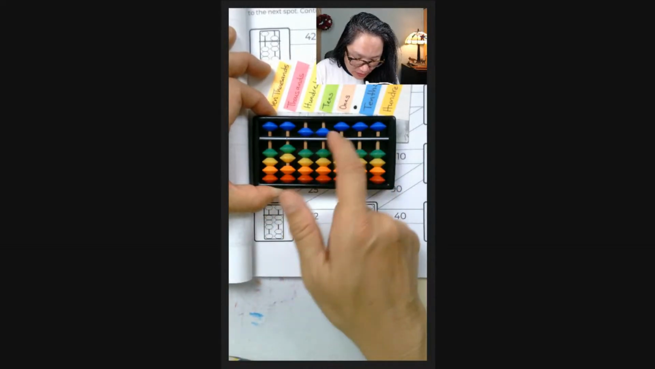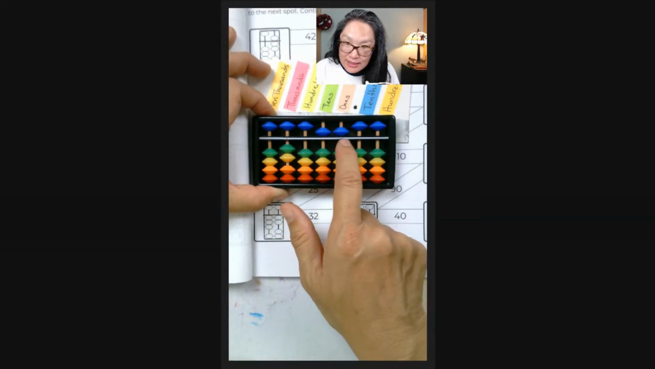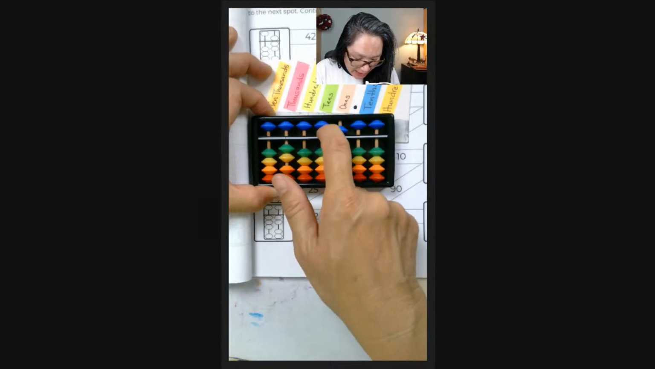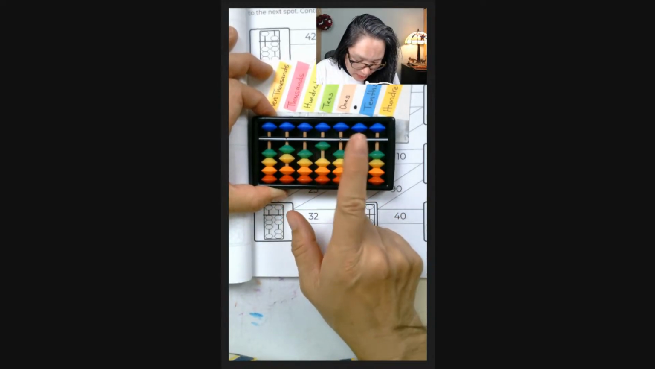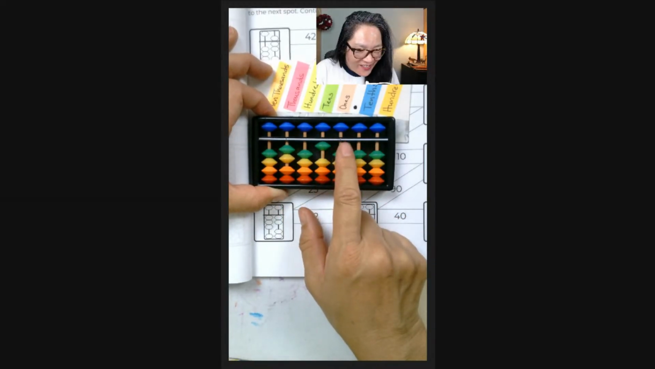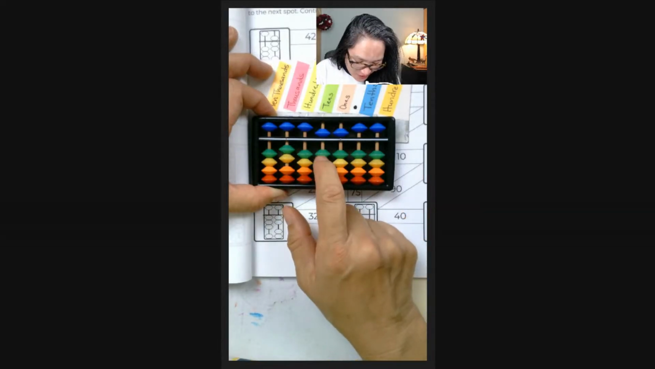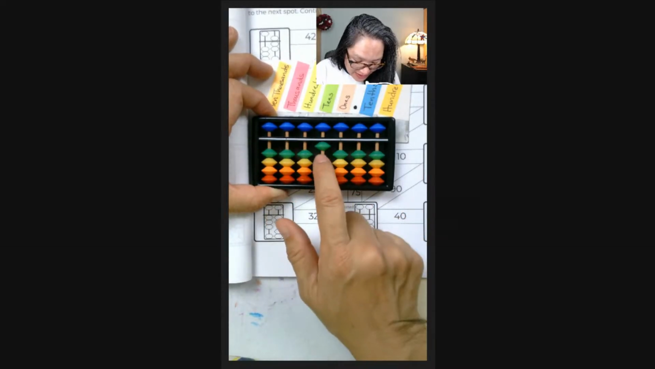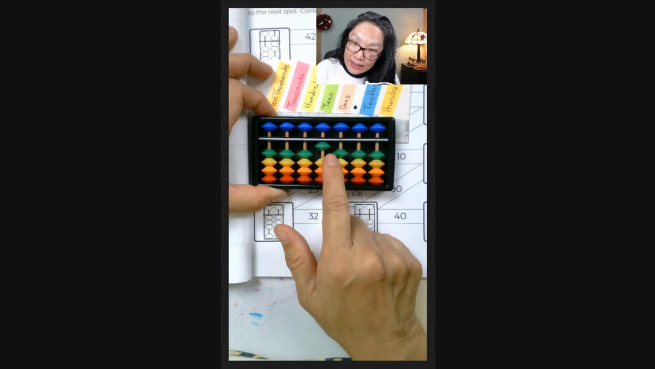So if I did this, oh no, this is not 10. This is 55. 10 is a 1 and a 0. I don't know why people think that this is 10, but it's interesting. But no, this is 10 because it's a 1 and a 0.